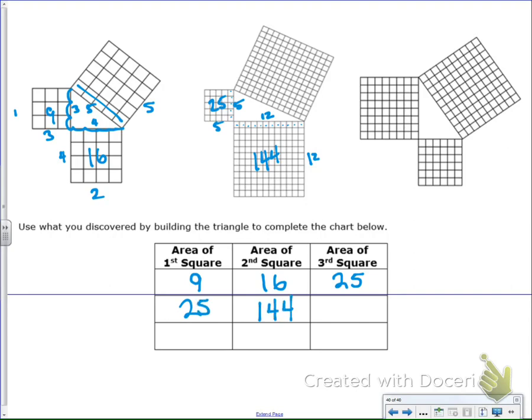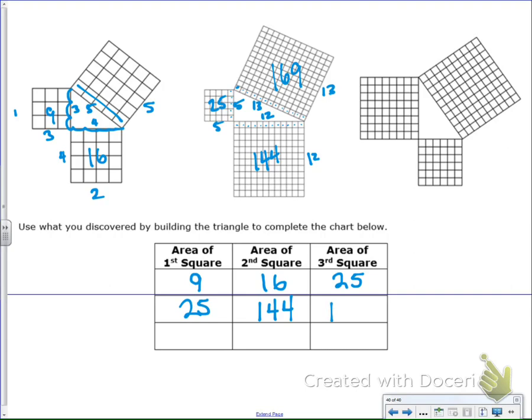Now look at this for a second. See what happened on the first one. See if you can figure out what the second one's going to be before we actually count it out. So let's look, if I'm counting: 1, 2, 3, 4, 5, 6, 7, 8, 9, 10, 11, 12, 13. So this has a length of 13. And this then is a 13 by 13 square with an area of 169.